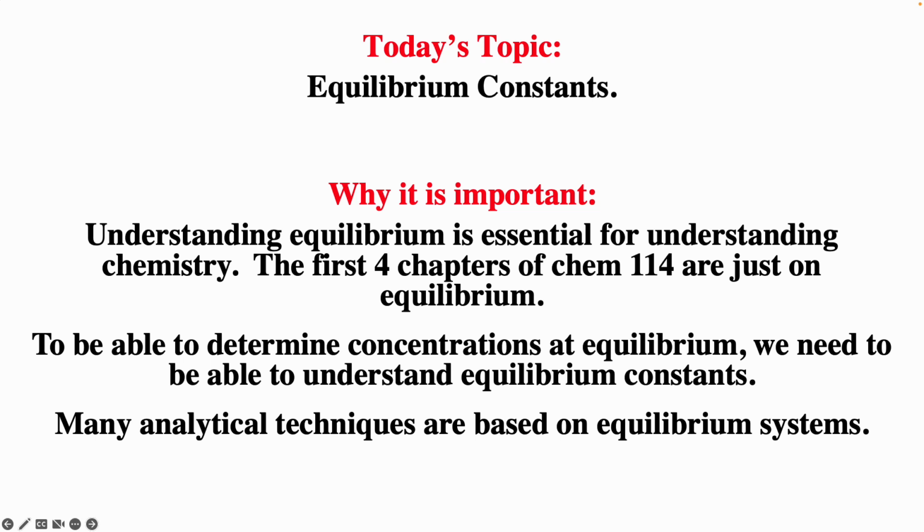Understanding equilibrium is essential for understanding chemistry. The first 4 chapters of Chem 114 are just on equilibrium. To be able to determine concentrations at equilibrium, we need to be able to understand equilibrium constants. Many analytical techniques are based on equilibrium systems.